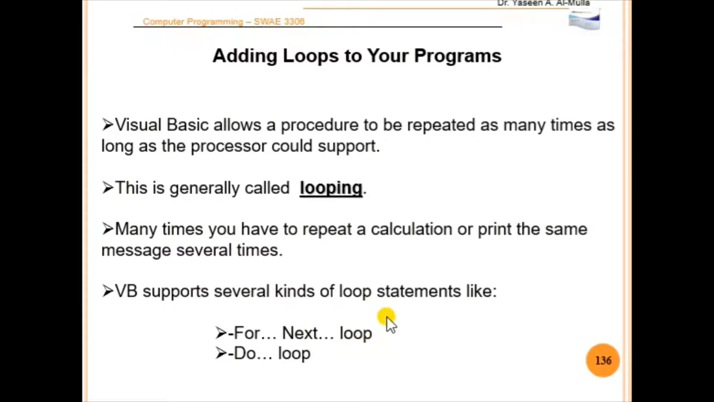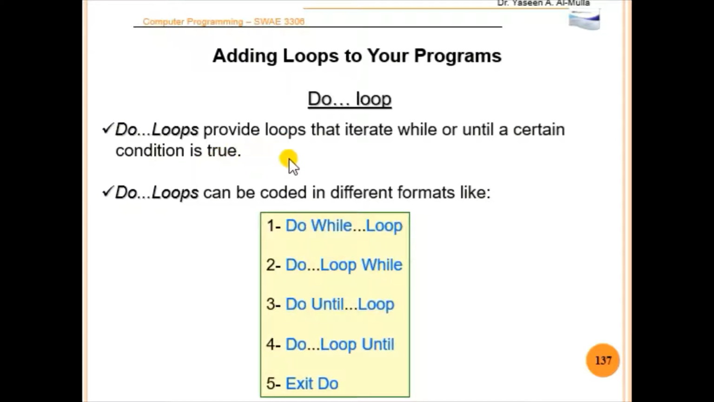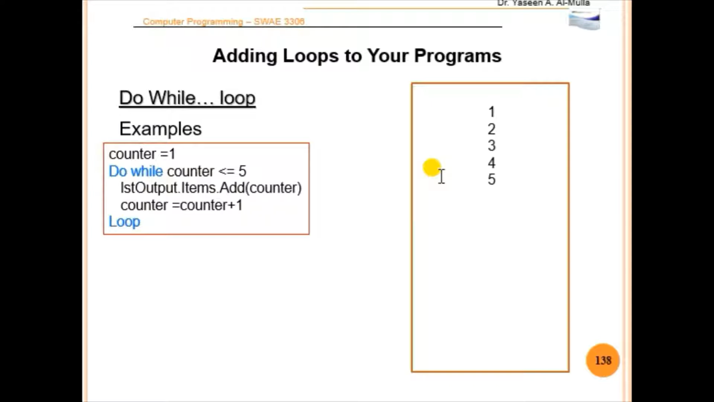The second type of adding loops to your program is the do loop. Do loops provide loops that iterate while or until a certain condition is true. And it has different formats. It can come as do while loop, do loop while, do until loop, do loop until, and exit do. Let's start with the first one, that is the do while loop.